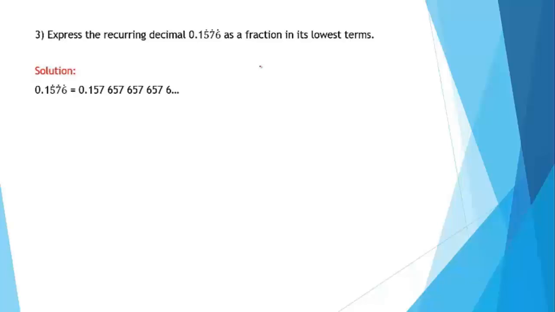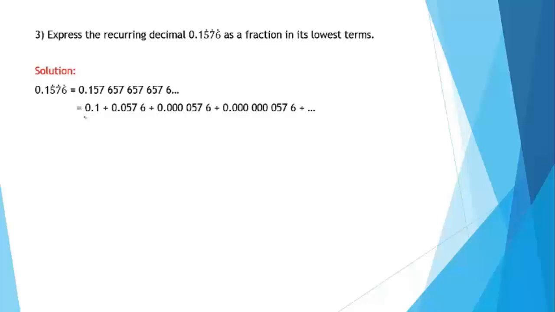So what we do first is to partition this decimal in a way to make it simple. So 0.1 is taken separately. So we get 0.1 plus 0.0576 and so on. So now the number has been partitioned in a way to make it easier to convert them into fractions.